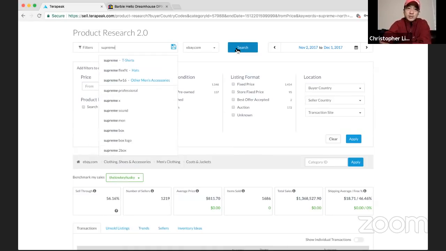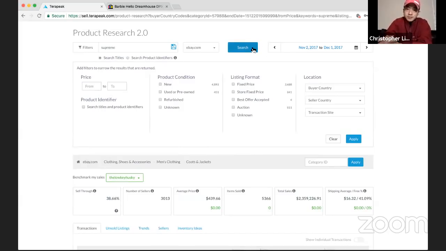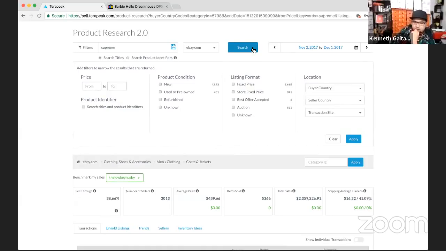Okay, let's look at regular Supreme. A lot of it is the jacket. Look, it's like half is the jacket. The jacket is so expensive. Wow. Crazy.